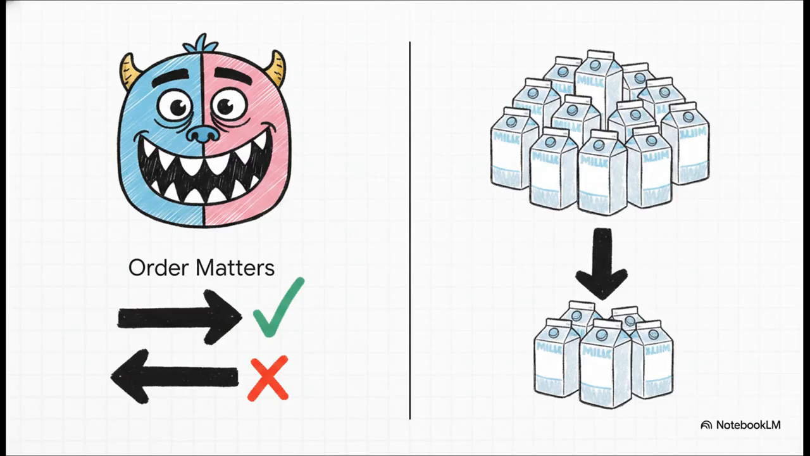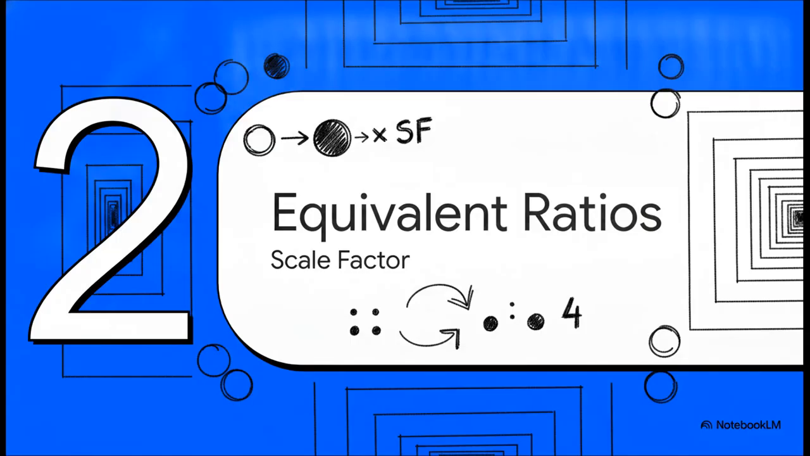Secondly, just like the fractions they resemble, ratios can, and definitely should, be simplified to their lowest terms. So if a cafeteria sells 80 milks out of 100 total cartons, that initial ratio of 80 to 100 perfectly simplifies down to a much cleaner, easier to use 4 to 5. Moving right along to Section 2, equivalent ratios and scale factors.